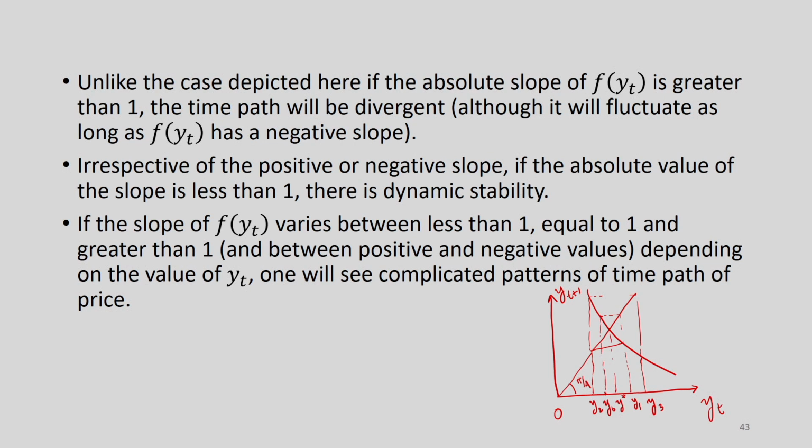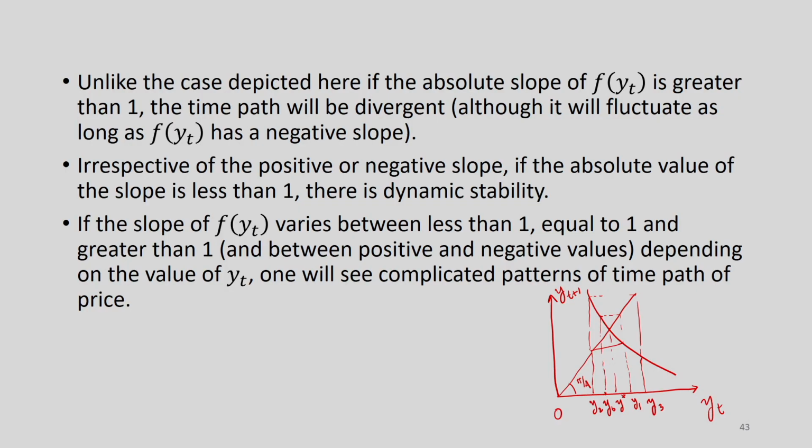Irrespective of positive or negative slope, if the absolute value of the slope is less than 1, there is dynamic stability. So, this is the conclusion. If we want to have dynamic stability, then the absolute value of the slope of f of y t has to be less than 1. If it is positively sloped, you are going to have monotonic convergence. If there is a negative slope, then there can be dynamic stability, but it will be a kind of fluctuation of price.